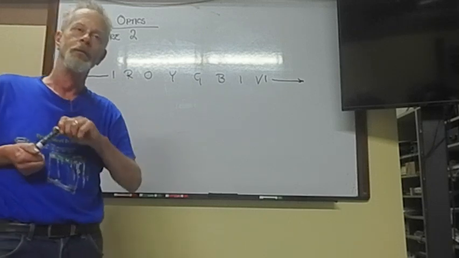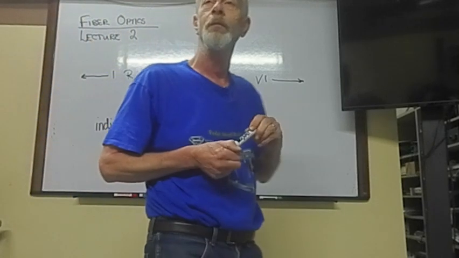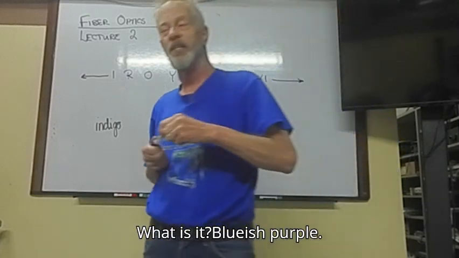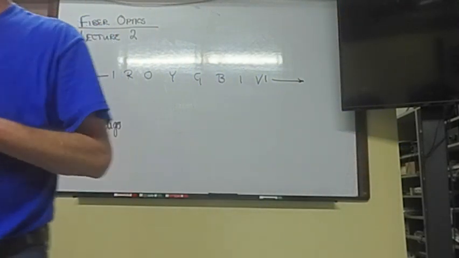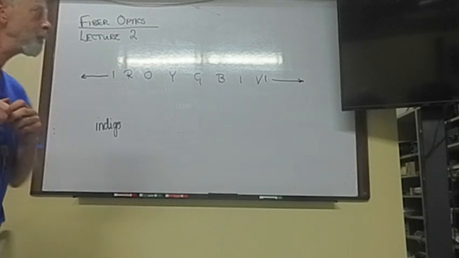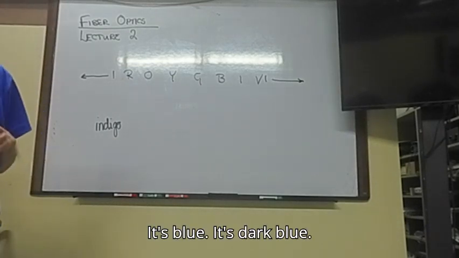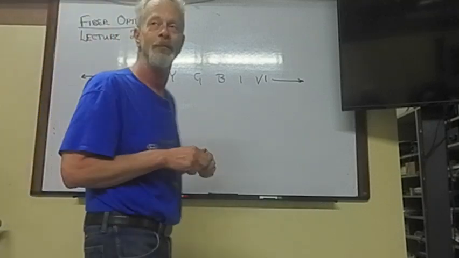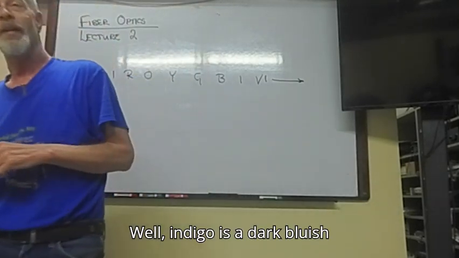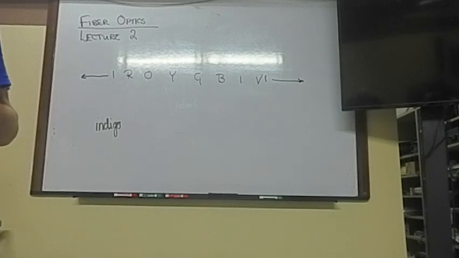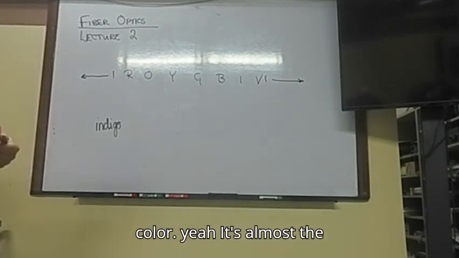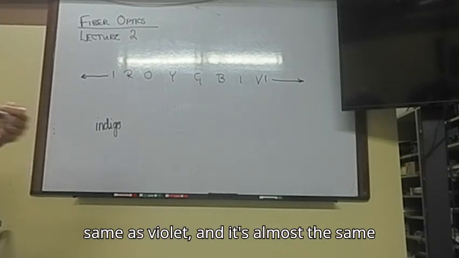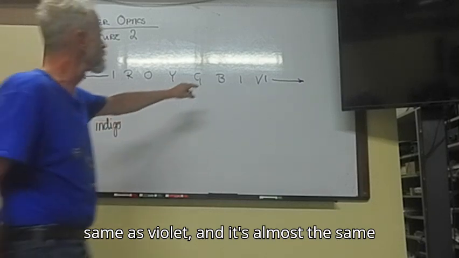50 Shades of Indigo. There's a bunch of colors. What is it? A bluish purple. It's like blue and purple. It's dark blue. That isn't what this is showing. It's showing purplish. Well, indigo is a dark bluish color. Violet, yeah. It's almost the same as violet, and it's almost the same as blue.